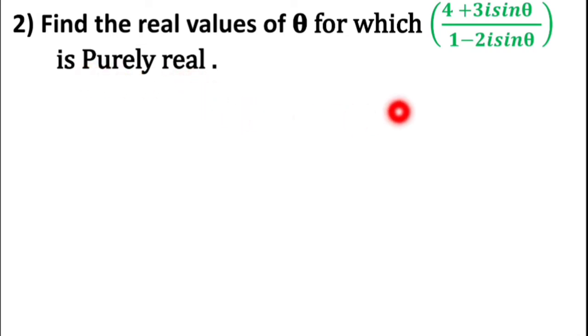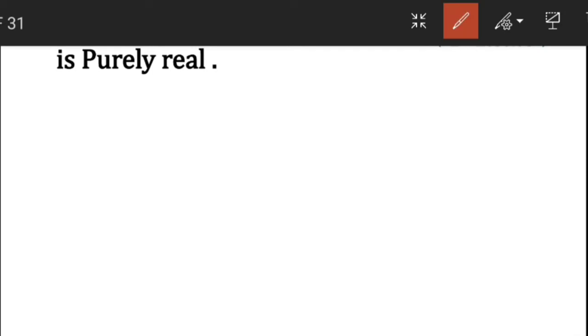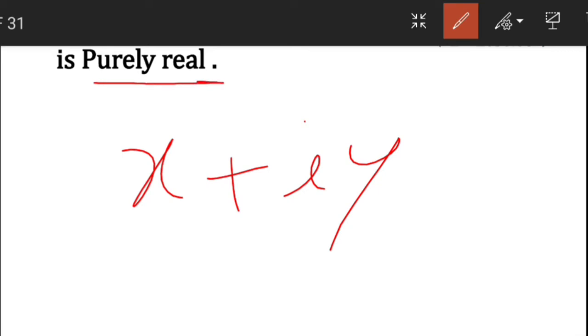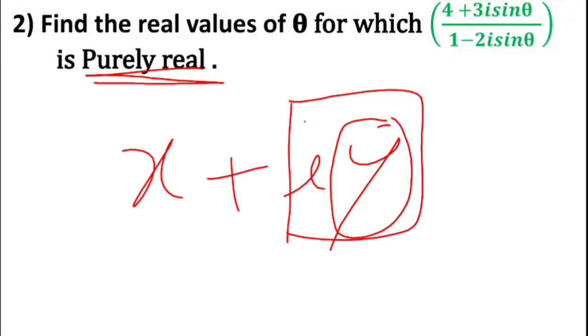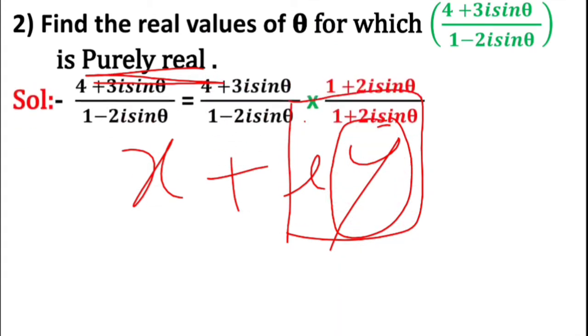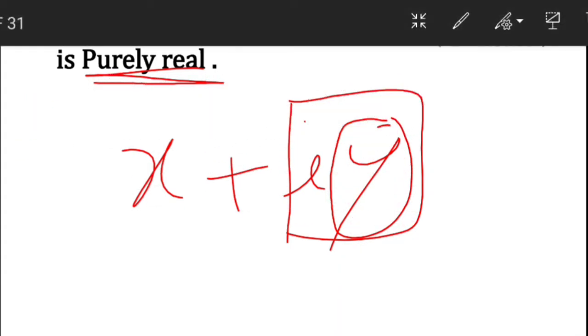What is the procedure? First you have to convert this ratio of two complex numbers into proper complex form, that is, x + iy form. This number is purely real, so y becomes 0, meaning the imaginary part is 0, so the whole number is real. That's it. So first you convert this number into proper complex form.